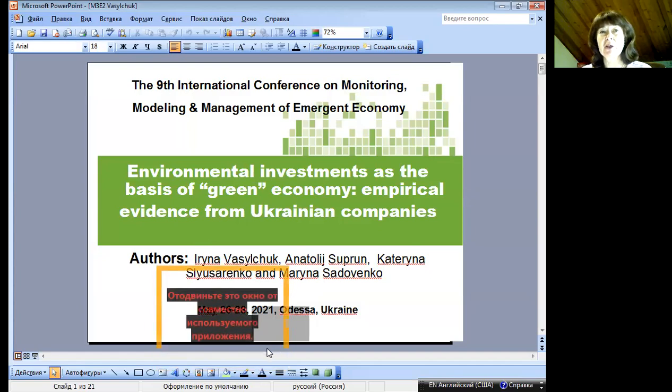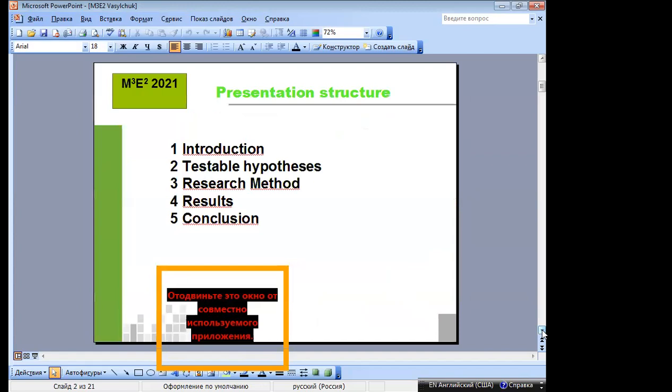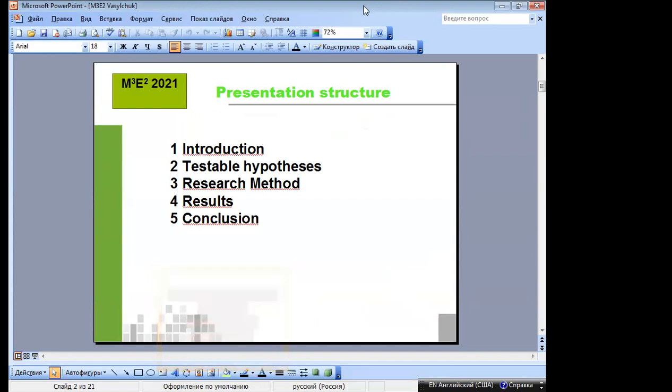The structure of the presentation is as follows. See slide 2. Introduction, testable hypothesis, research method, results and conclusion. Investments in environmental protection are crucial for achieving the goal of building a green economy.